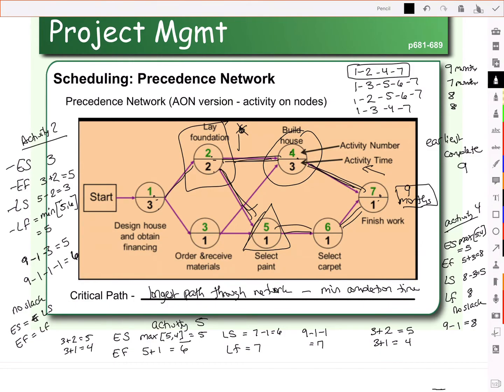So what do you notice here? The early finish is 6, the late finish is 7. Early start is 5, late start is 6. Do we have any slack? Can activity 5 be delayed at all? Yes. And how much? Our slack here is 1 month. The difference between our early start and late start, or between early finish and late finish, will give you the same answer. You have slack of 1 month.